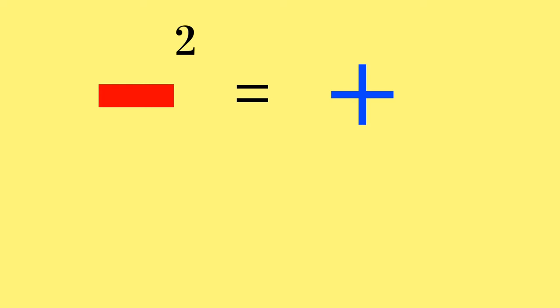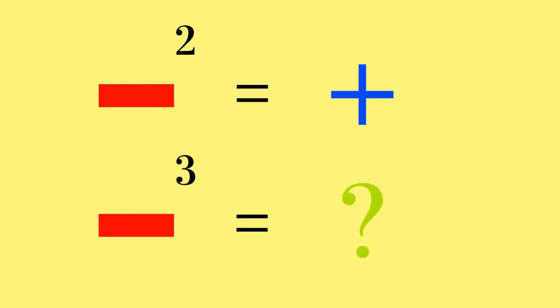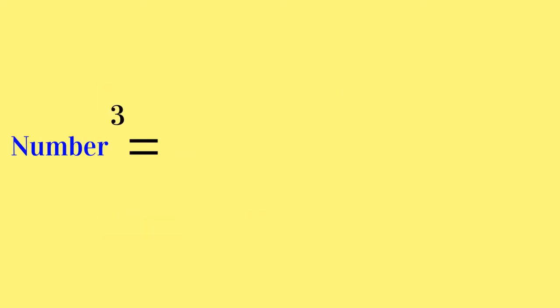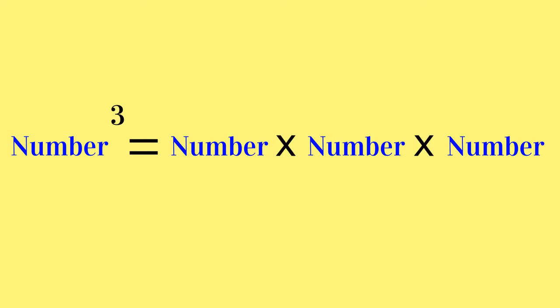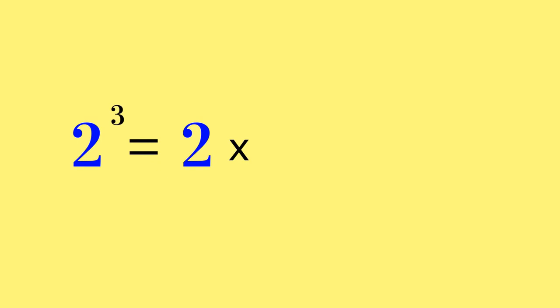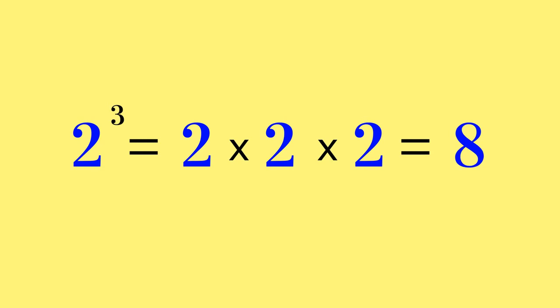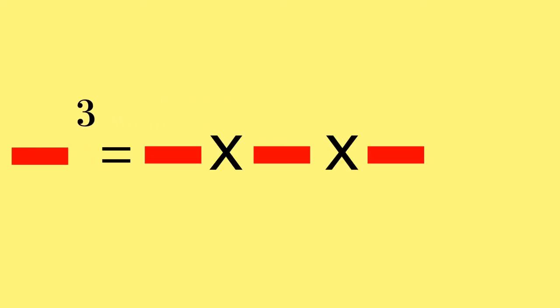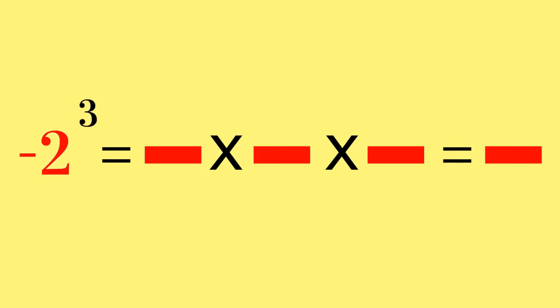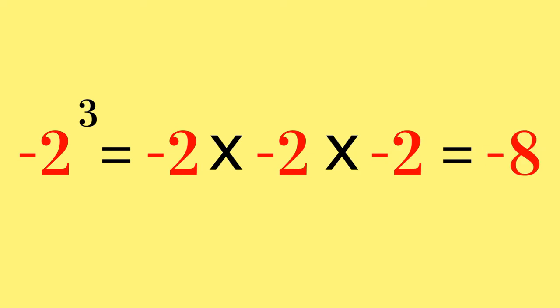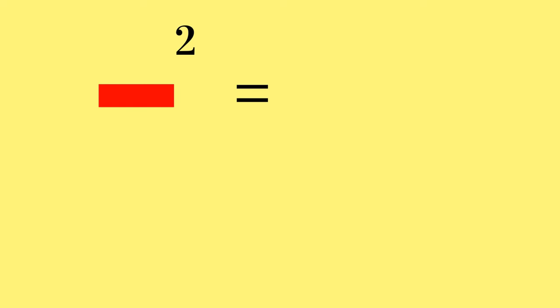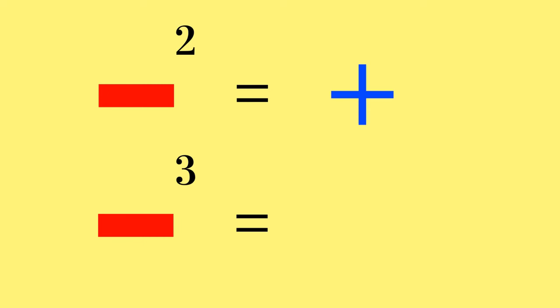So we know that negative numbers have positive square numbers, but what about cube numbers? Cube numbers are when you multiply a number by itself 3 times. So 2 cubed is 2 multiplied by 2 multiplied by 2, which is 8. When looking at the cube number of a negative number, we need to remember that multiplying 3 negative numbers together will always give you a negative answer. So negative 2 cubed will be negative 2 multiplied by negative 2 multiplied by negative 2, which will give you negative 8. So although the square numbers of negative numbers are always positive, the cube numbers are always negative.